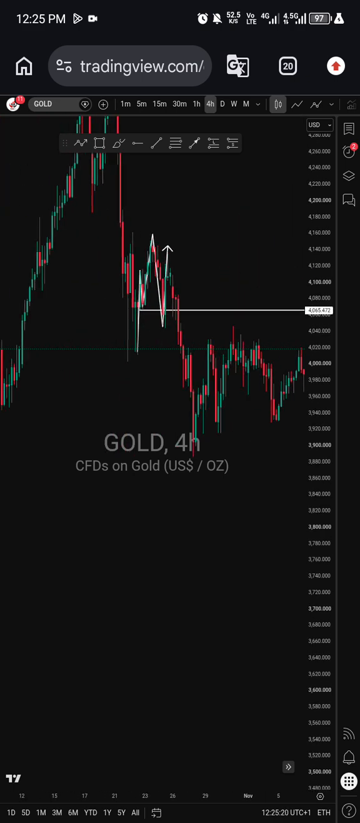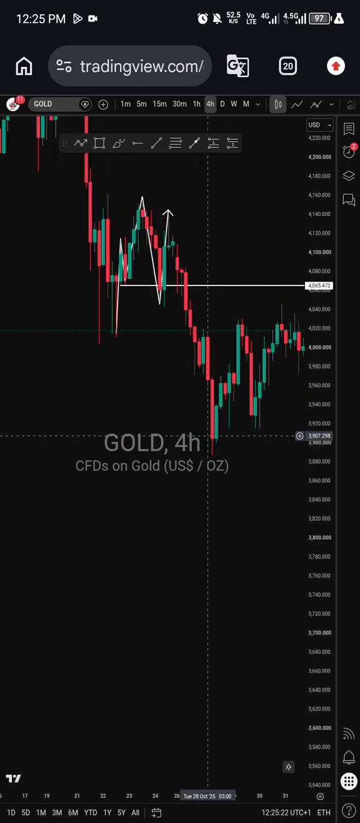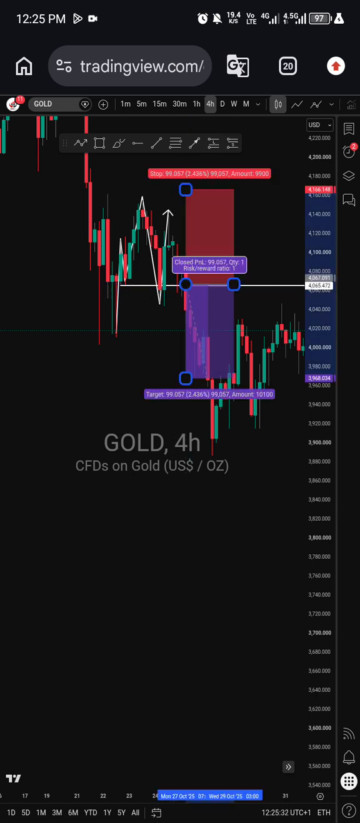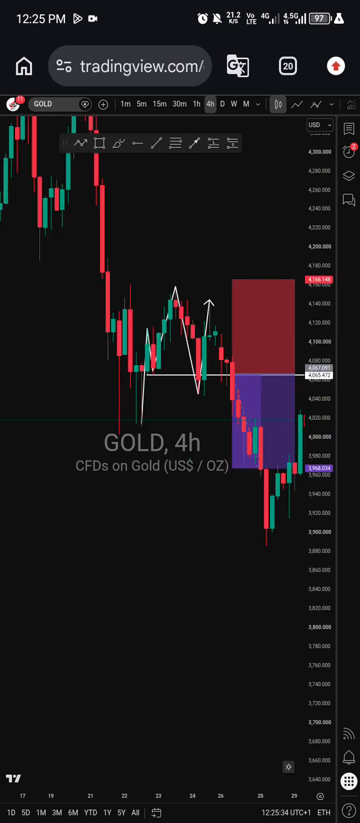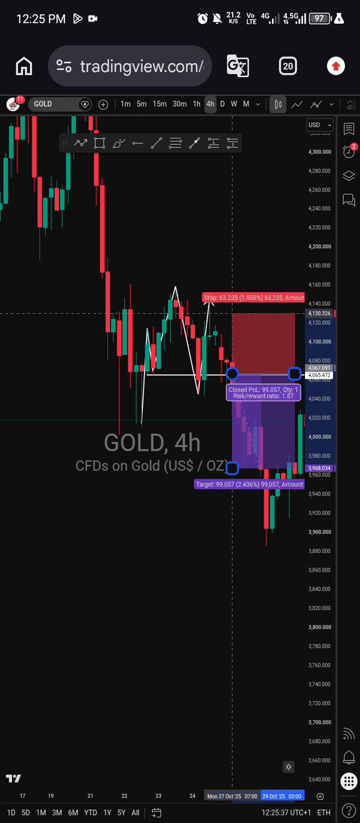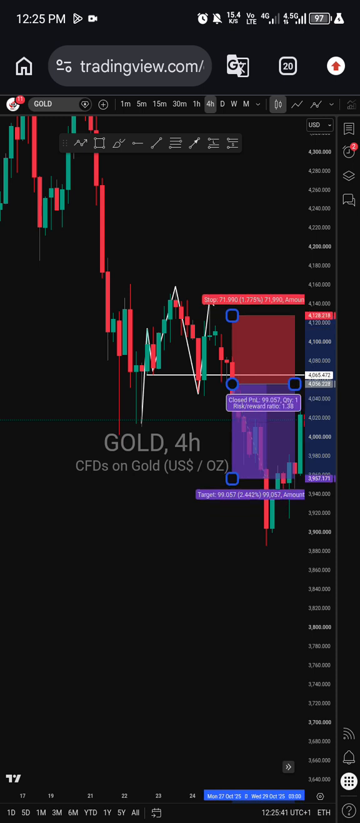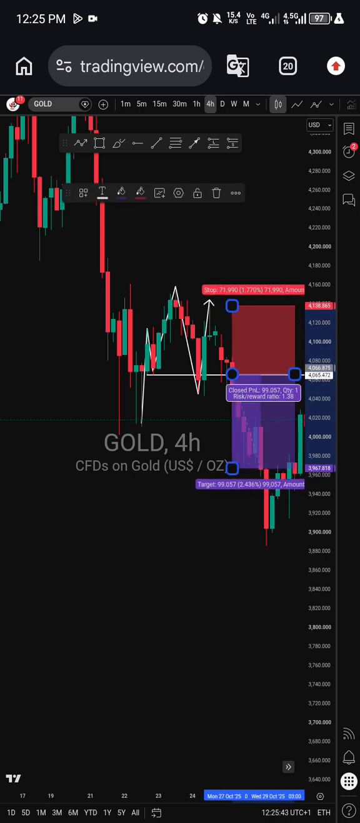You see, it did this correction continuation. So if I'm to take this trade, I'll take it here, on the 1 hour. Then I can put my SL here, but it's too high. So what I'll do, I'll come down. Maybe I can put my SL around here.